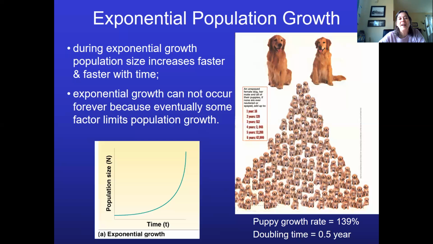Okay, so with exponential growth, the population size increases faster and faster with time. We've also seen things like exponential growth with the coronavirus cases, and it cannot occur forever because eventually some factors are going to limit your population growth. Here's another picture from the Humane Society, showing dogs. Their growth rate is not quite as rapid as kittens, probably because they don't have quite as many puppies per litter, and it's 139%, so their doubling time is half a year.